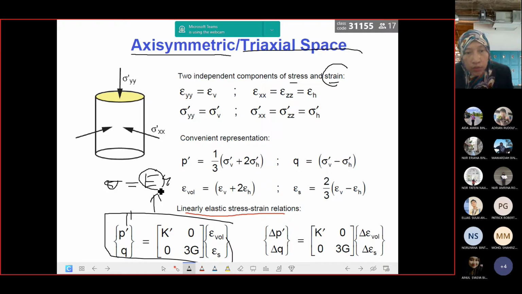Maknanya macam mana kita nak hubungkan tegasan juga terikan dalam spaces asymmetric dan juga triaxial space, you can use this one because the P and Q also stresses. Cumanya stresses yang presented in the space.